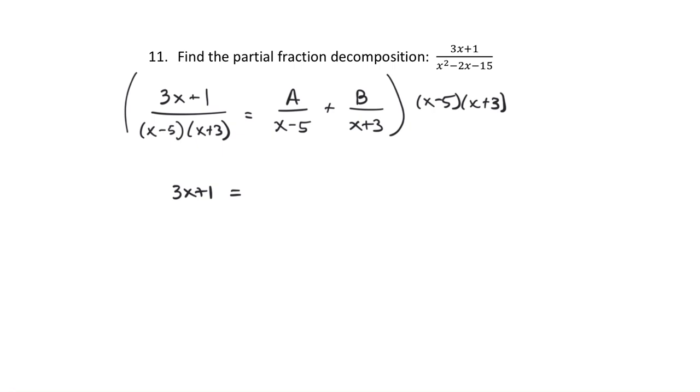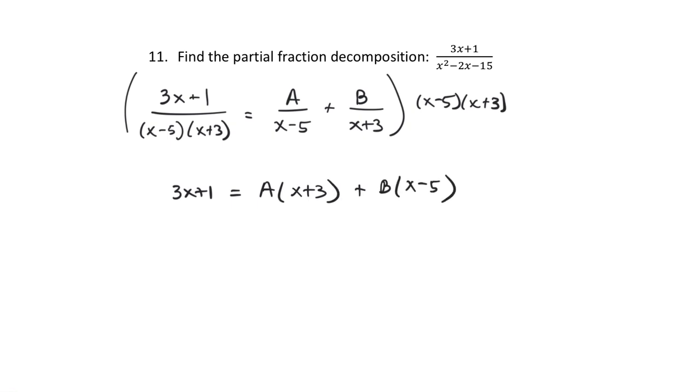When it distributes to the a partial fraction, the x minus 5s would cancel, so the x plus 3 distributes to the a. And then finally, when it distributes to the b partial fraction, the x plus 3s would cancel. So then it's the x minus 5 that multiplies with b.